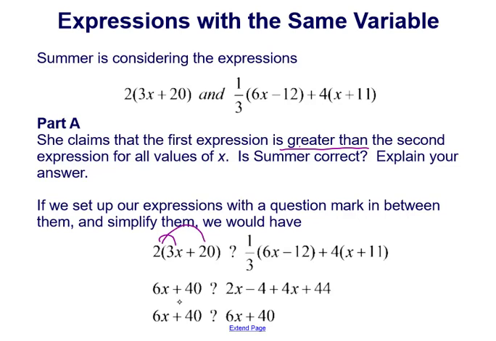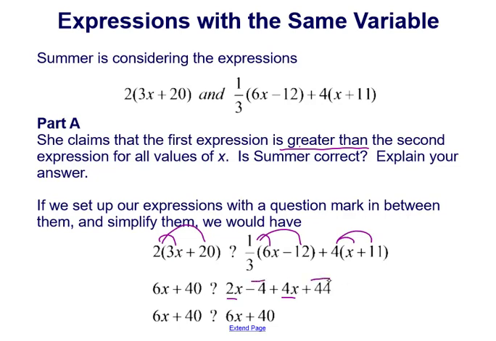That gives you 6x plus 40. In the second expression, we're going to multiply by 1/3 and by 4 when we distribute. So that will be 1/3 times 6x is 2x, 1/3 times negative 12 is negative 4, and then 4 times x is 4x, and 4 times 11 is 44. We'll then combine like terms of 2x and 4x to get 6x, and negative 4 and 44 to get 40.